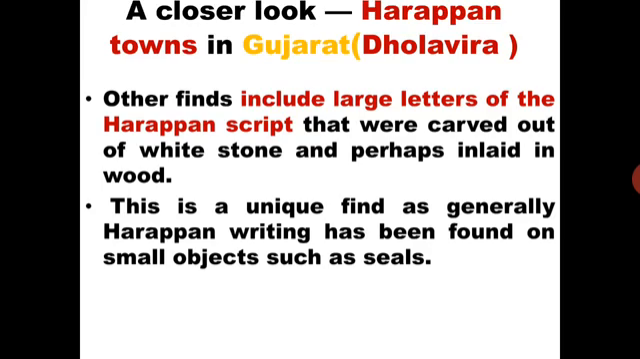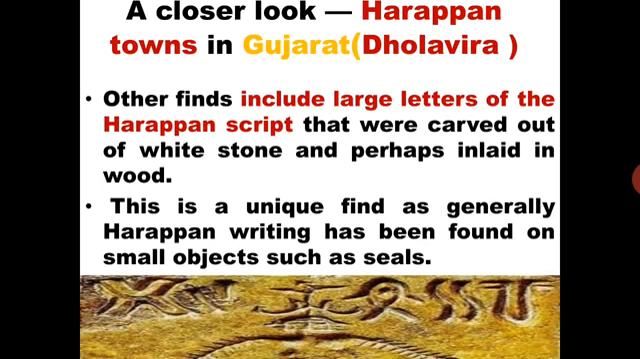Yes, this is a unique find, as generally Harappan writing has been found on small objects such as seals. It was a unique finding by the archaeologists, because generally the Harappan writing found was on small objects such as seals. But here they found large letters of Harappan script carved on white stones, and then inlaid in wood in Dholavira, like this.